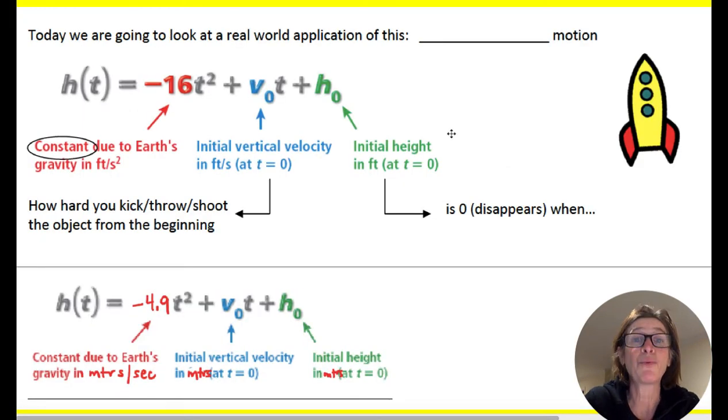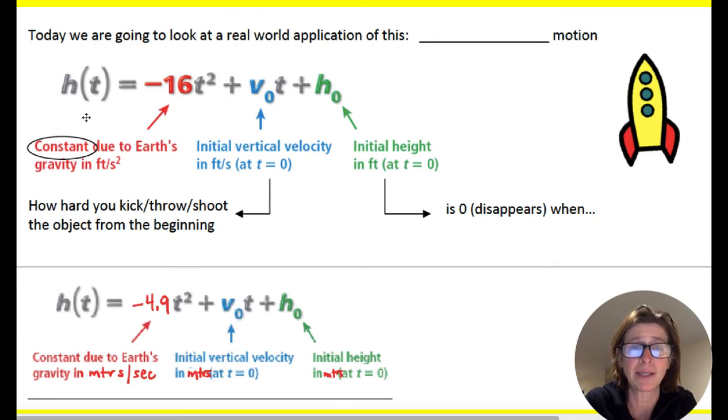Okay, so what is vertical motion? Well, anytime an object is thrown in the air or dropped off a height, we call those vertical motion problems, okay? And they actually come from a model that uses gravity. But basically, we use this model. There's two of them, and there's two of them because you're either going to be given the information in feet per second or meters per second.